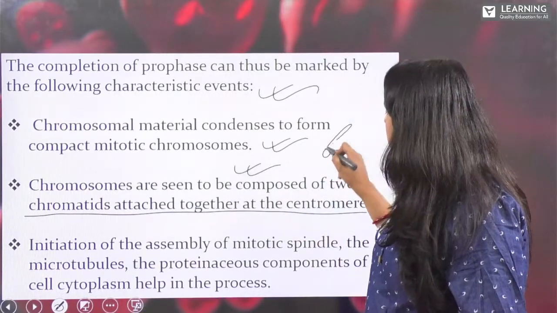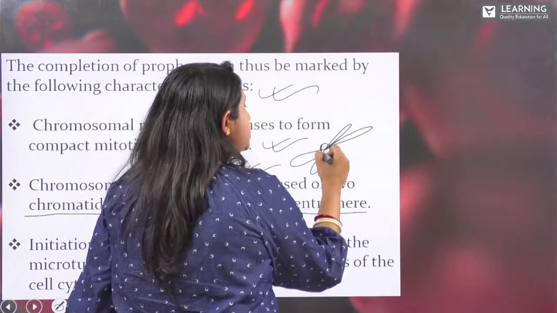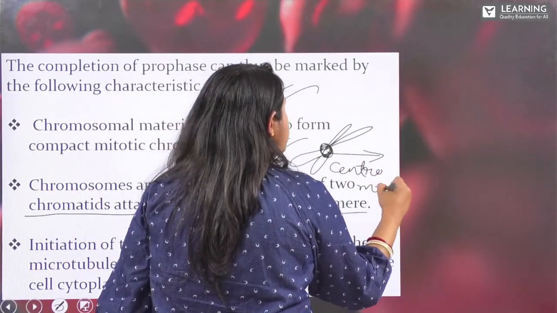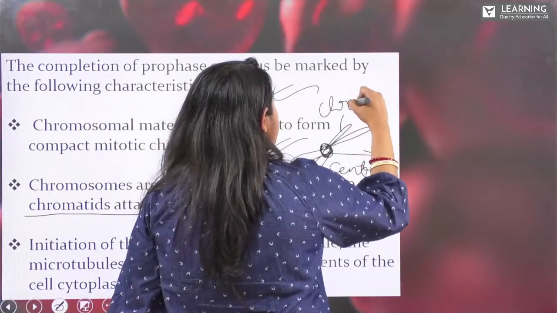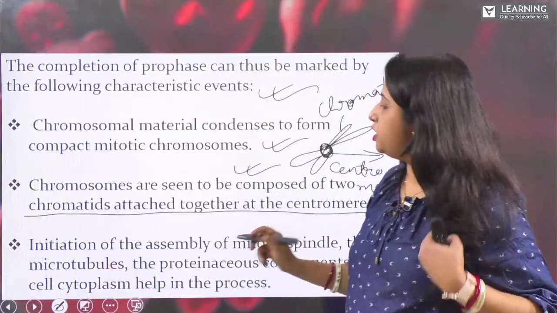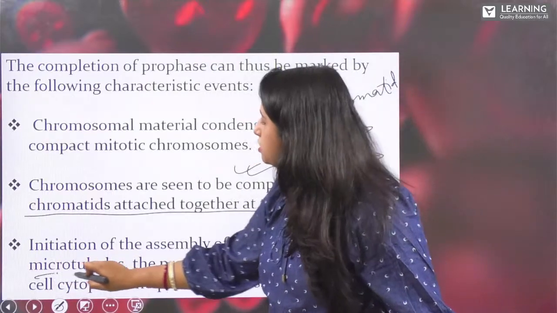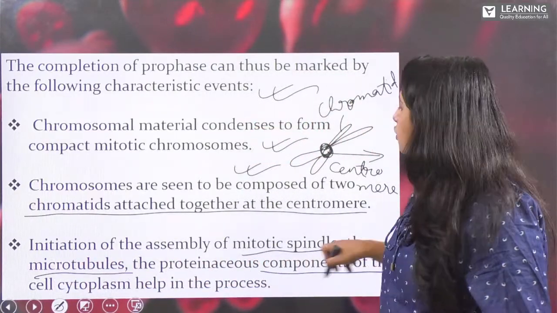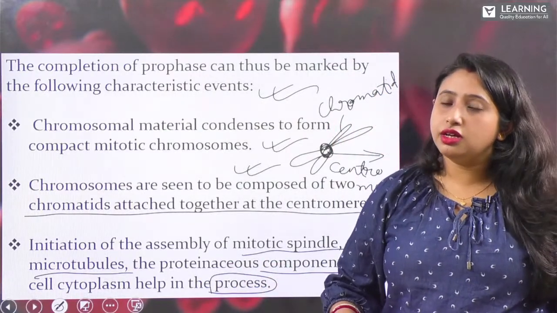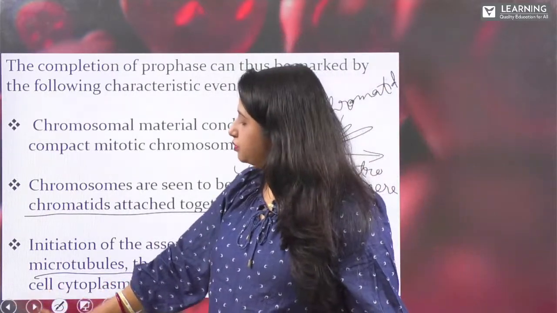So you have seen that this is the chromosome, right? These are the chromatids, isn't it? This is the centromere, and this is the chromatid. They are attached with the help of the centromere. Then there is initiation of the assembly of the mitotic spindle. The microtubules, the proteinaceous component of the cell cytoplasm, help in this process. So the things which help are the microtubules and the mitotic spindle.